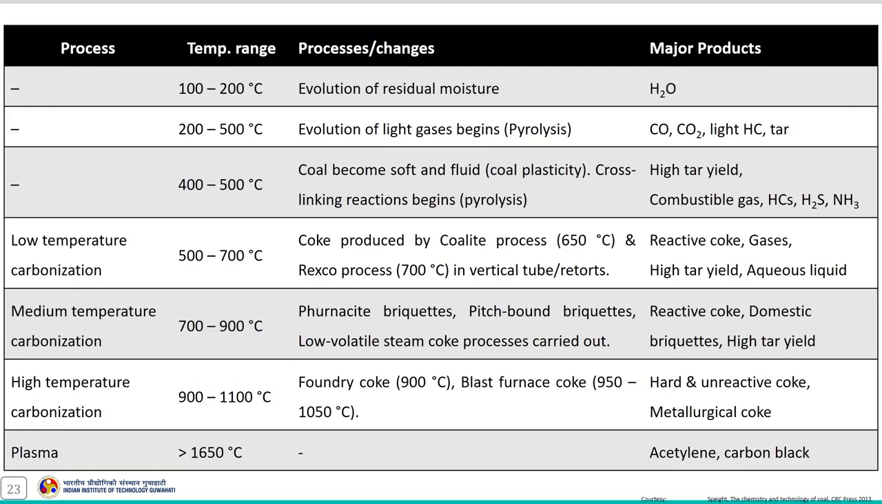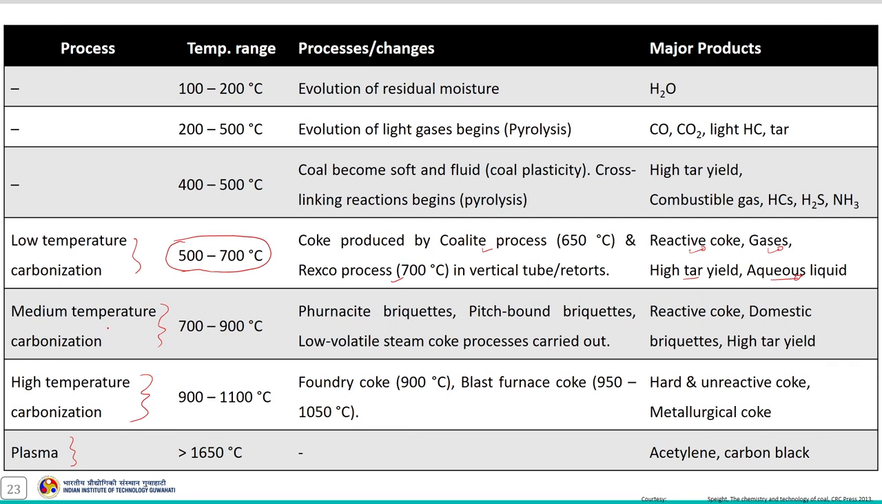Because of these different carbonization temperature ranges, the process is classified as low temperature carbonization, medium temperature carbonization, high temperature carbonization and plasma carbonization. The low temperature carbonization process occurs in the temperature range of 500 to 700 degrees Celsius, and it produces coke in vertical tubes or vertical retorts, majorly producing reactive coke, gases, tar and aqueous liquid as products.